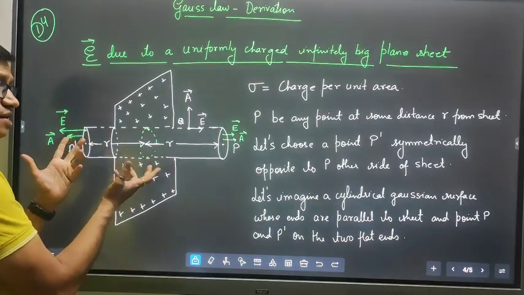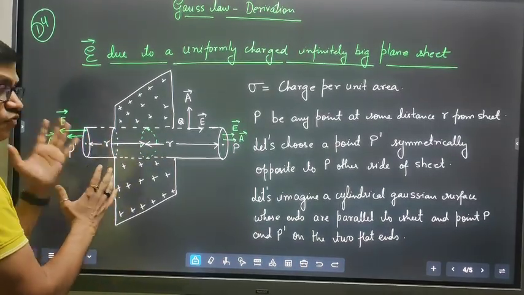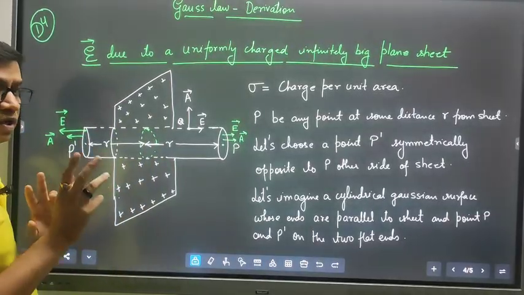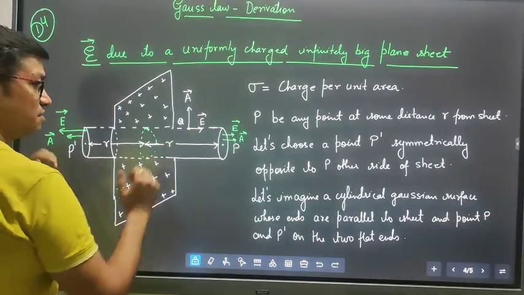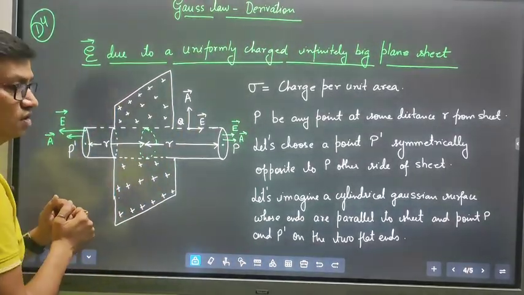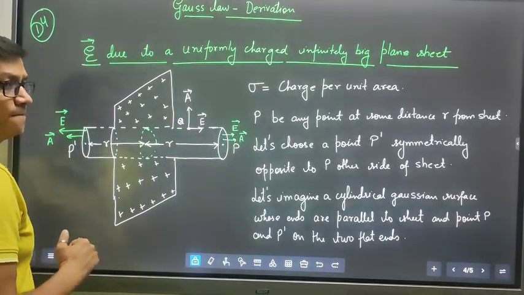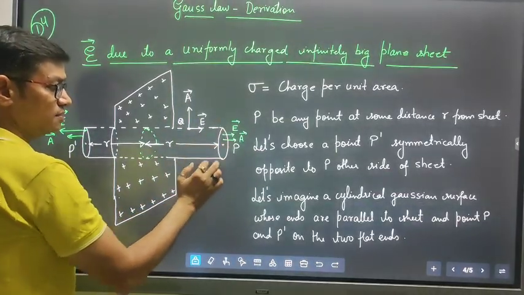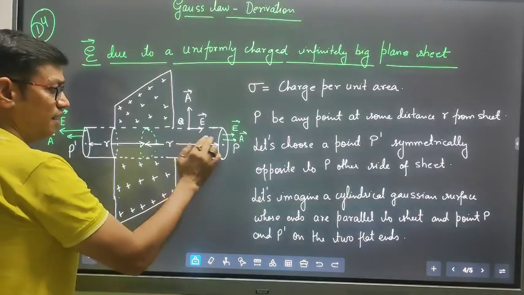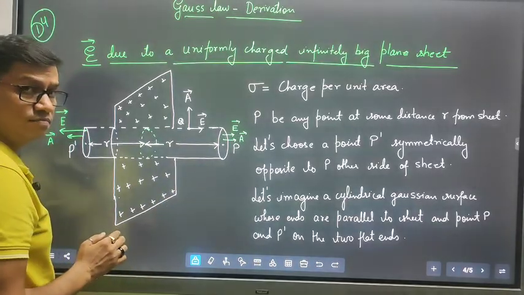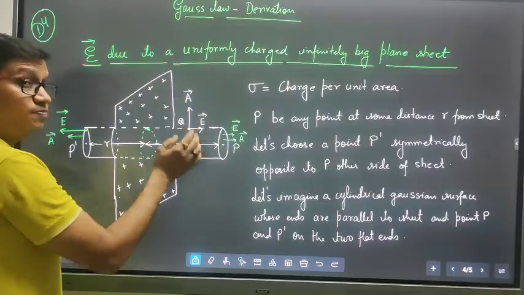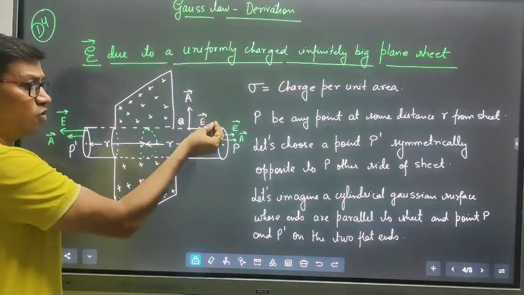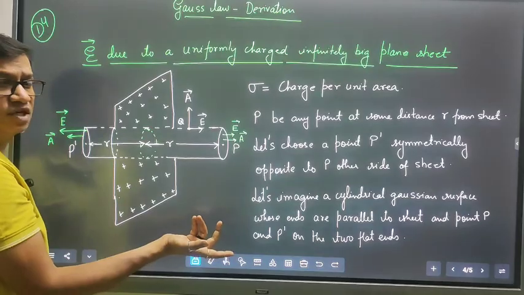Now again, we are interested in calculating the net flux. For the net flux, we will divide this entire Gaussian surface in two parts. First is the flat ends, and the second is the curved surface. So let's focus on the flat ends. Since all the points on this flat surface are symmetrical with respect to the sheet. Sheet is infinitely big, right? So if it is infinitely big, all the points are symmetrical with respect to sheet.